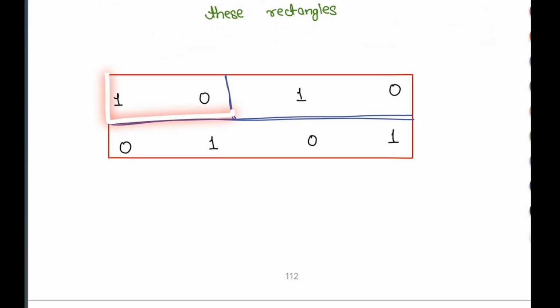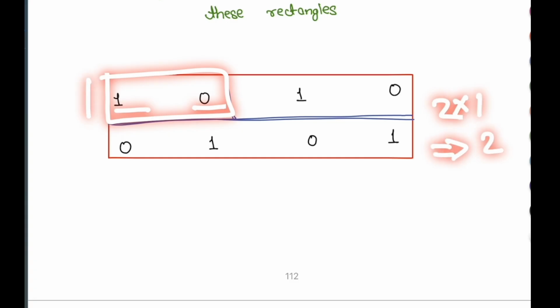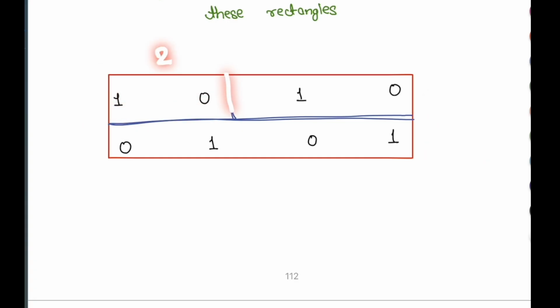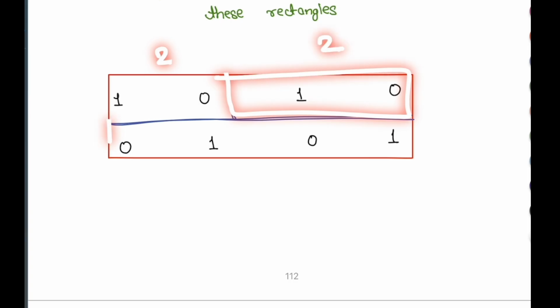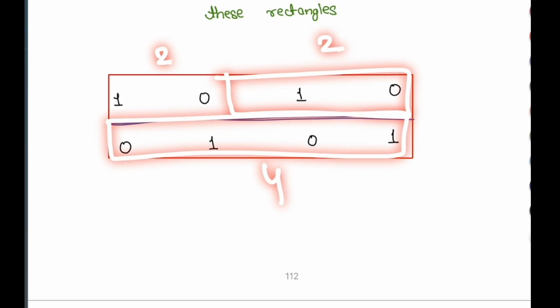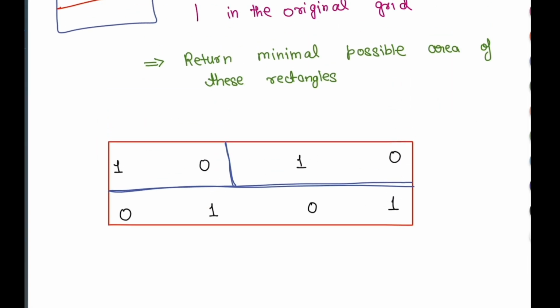So for the first rectangle, we have 1, 2. The width is 2. The height is 1, right? 2 multiplied by 1 is equal to 2. The area of the first rectangle is 2. Similarly, the area of the second rectangle is 2. And the area of the third rectangle is 4. So we are going to return 4 plus 2 plus 2, which is 8. But remember that we have to return the minimal possible area of these rectangles.